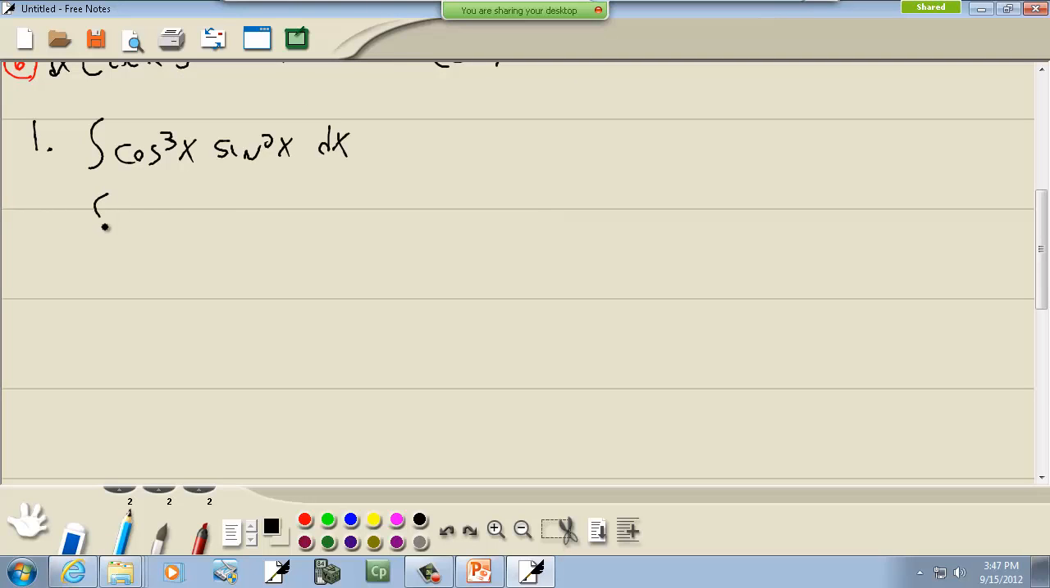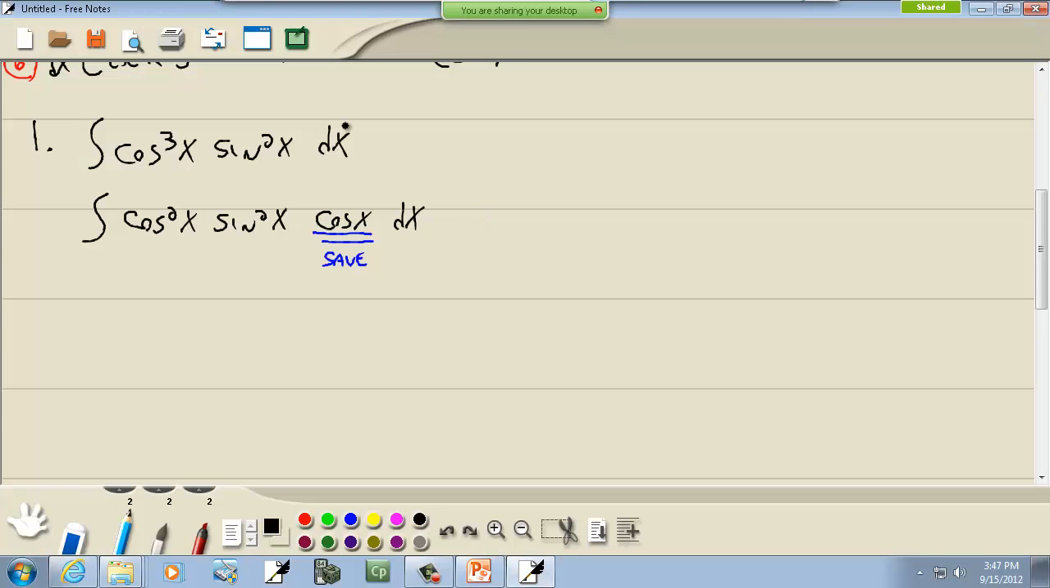Okay, so I'm going to rewrite this as cosine squared, sine squared, cosine, dx. Now this right here is the part we'll save. And I'll just put a double line underneath it to indicate save. But we can't touch that.